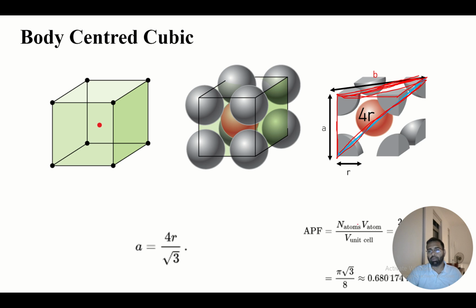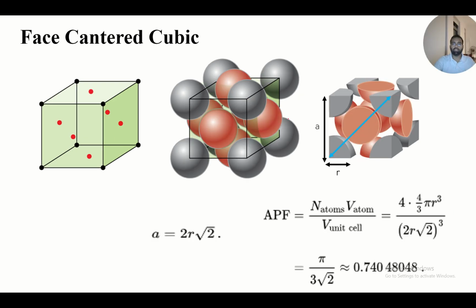Then you can calculate the volume of the unit cell, and then the volume of atom is already known because the radius is R, and then there are 2 atoms. So we got the 68% packing by the atoms inside this unit cell. So it's much more packed as compared to simple cubic. Then move to face centered.